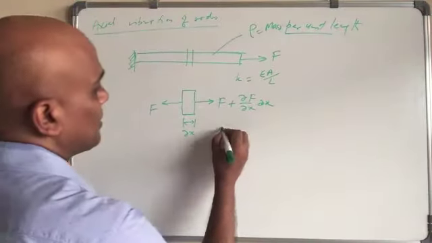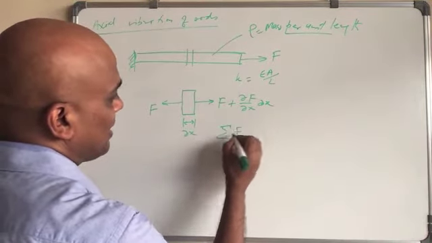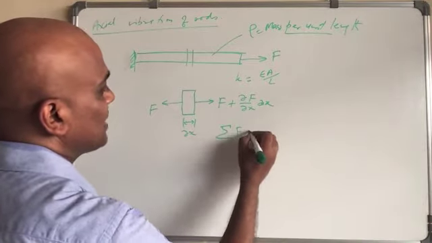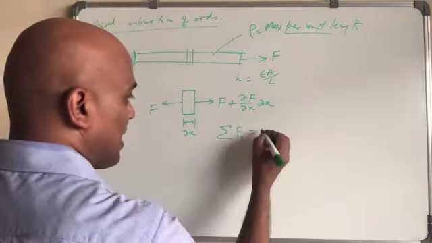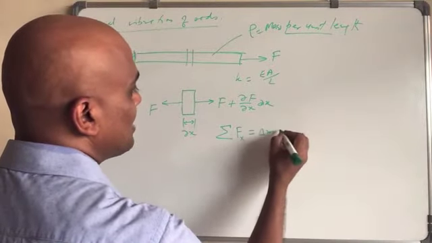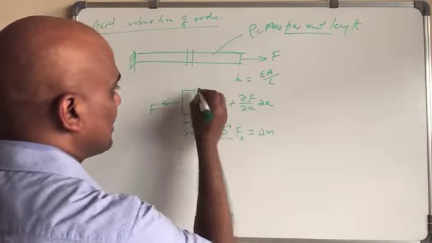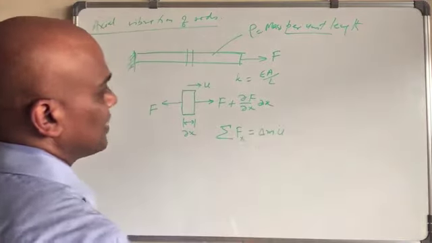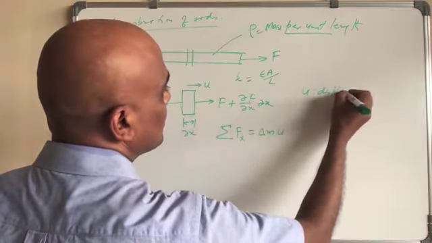Now the dynamic problem. What is the problem? We can write the summation of forces in the x direction equal to delta m times u double dot, where u is a displacement. Right?